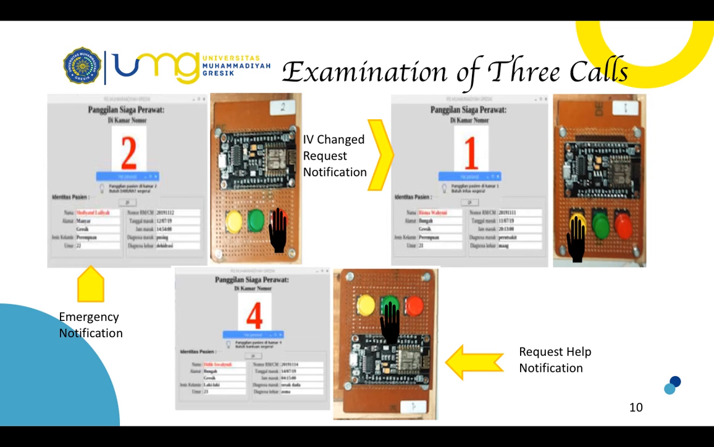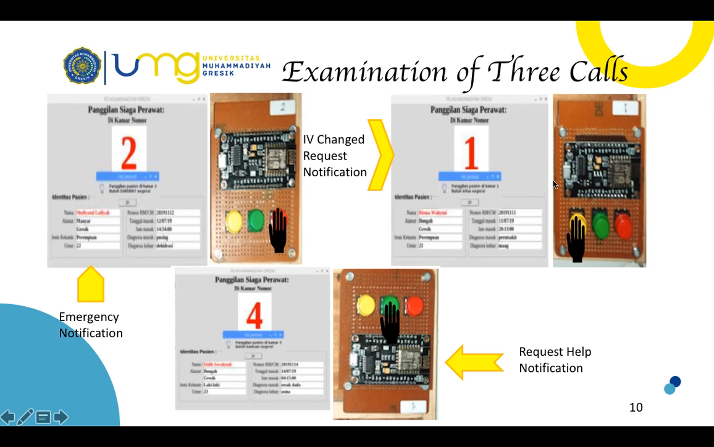And the next is the examination of the three calls. If we see the picture on the top left, when room 2 presses the red button, the control room will display the emergency notification and also the buzzer alert to notify that the patient needs to be attended to as soon as possible.